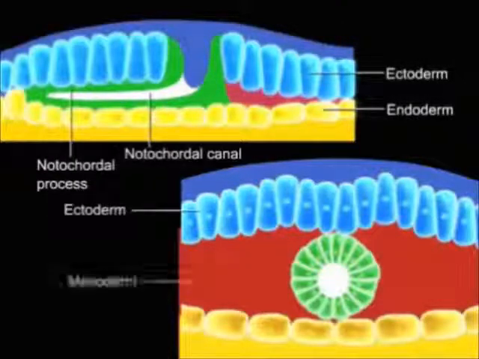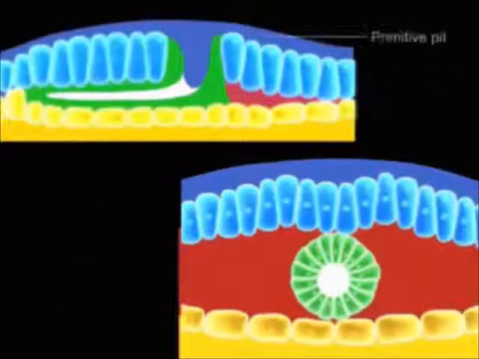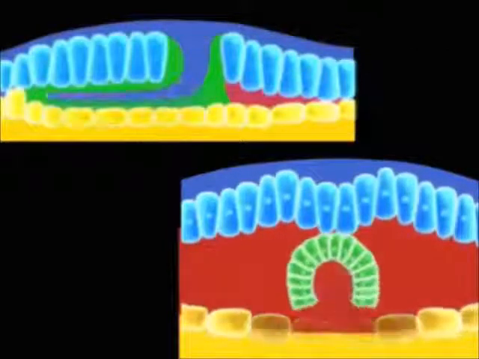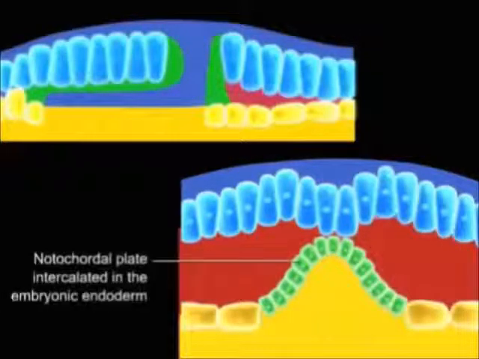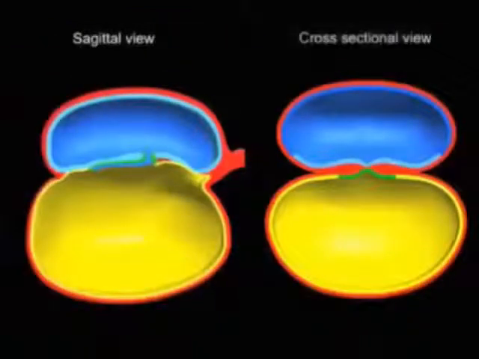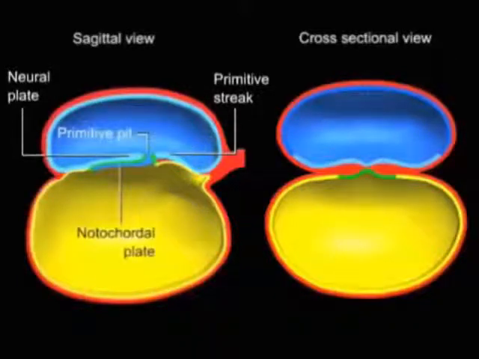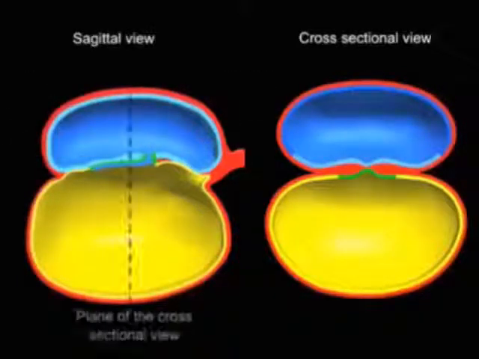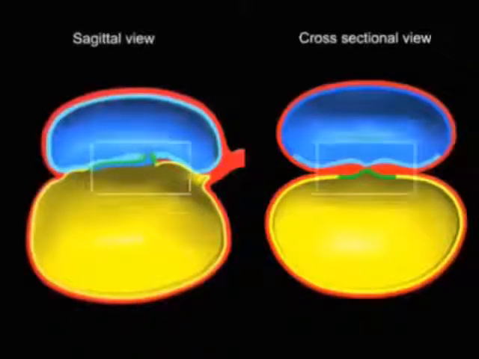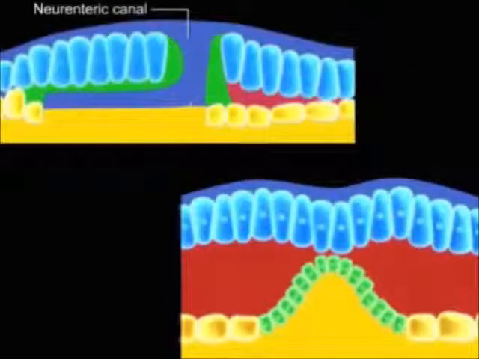By the end of the third week, the lateral edges of the neural plate become more elevated to form the neural folds. The depressed mid-region is called the neural groove. Generally, the neural folds approach each other and fuse, thus converting the neural plate into the neural tube. The neural tube cells then develop into the brain and spinal cord. The process by which the neural plate, neural folds, and neural tube form is called neurulation.